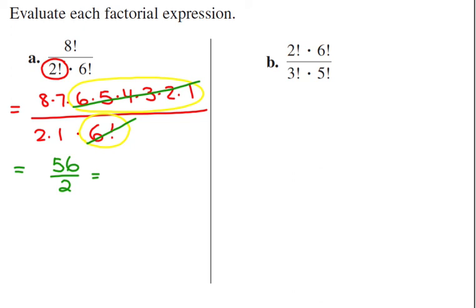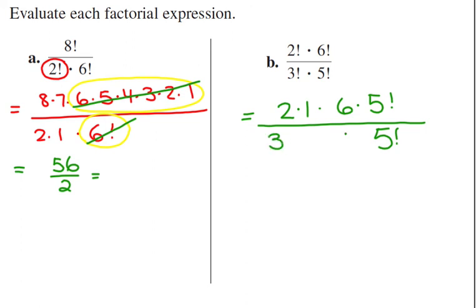All right, this one, let's quickly reduce that one also. So now we have 2 factorial, it's 2 times 1. 6 factorial is 6 times 5. I am stopping at 5 factorial because I have a 5 in the denominator. Now I have 3 times 2 times 1. All right, these two cancel out, right? 5 factorial and 5 factorial. Now these two cancel out because 3 times 2 is 6, and I have a 6 in the numerator. So I'm left with 2 over 1, which is 2.